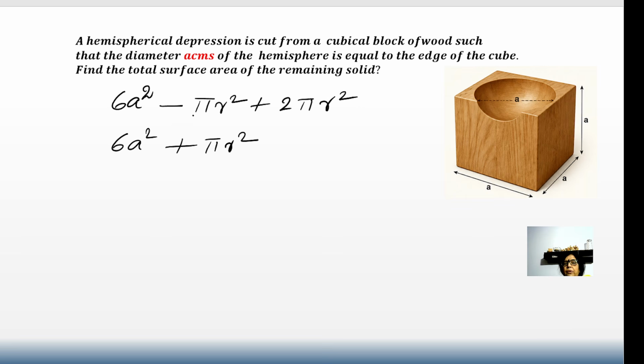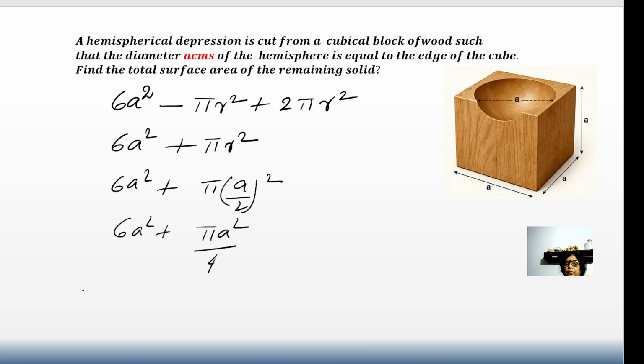Now we'll plug in the values. This is 6a square as it is, then pi, and because the diameter is a, r will become equal to a by 2. So this becomes 6a square plus pi a square by 4. We can take out a square common, take the LCM and write it as a square times (24 plus pi) by 4. So this is your final answer in square centimeter for the total surface area of this new figure that has been created by taking out a hemisphere which has the diameter equal to the edge of the cube.